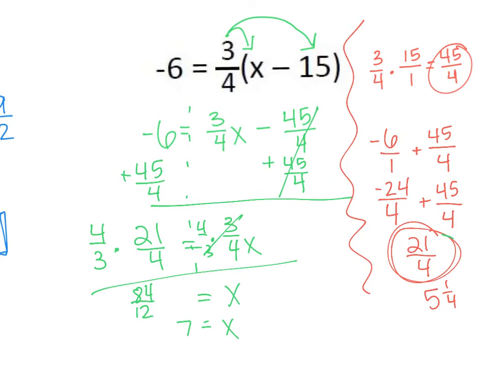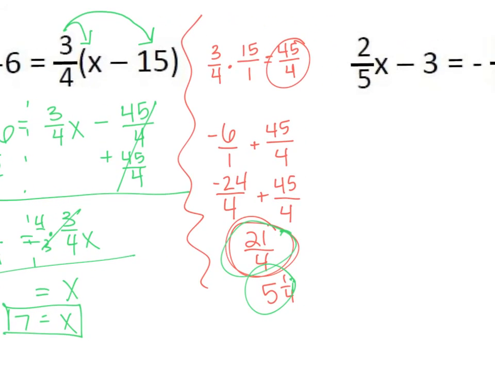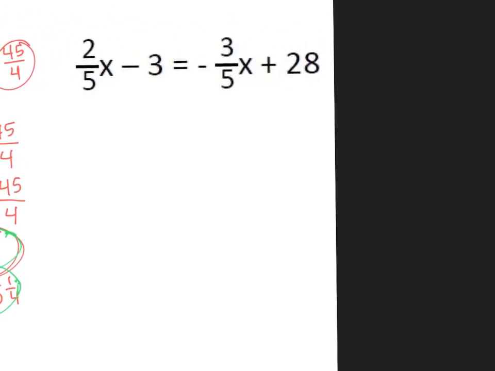Sorry, I was going to have you put it into a mixed number, but then you just have to put it right back into a fraction. So we're going to keep it as a fraction until we're all the way done. And then we can find our answer that 7 equals x. Whew, kind of a lot. I know. But you just have to deal with the fractions and the equation stays the same. We're going to do one more together here.